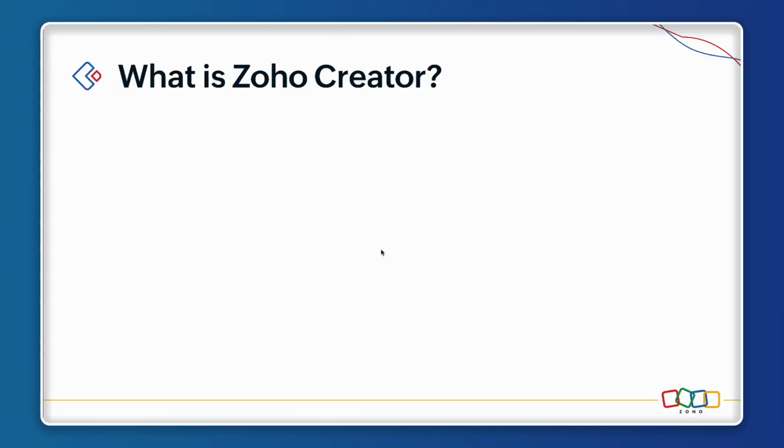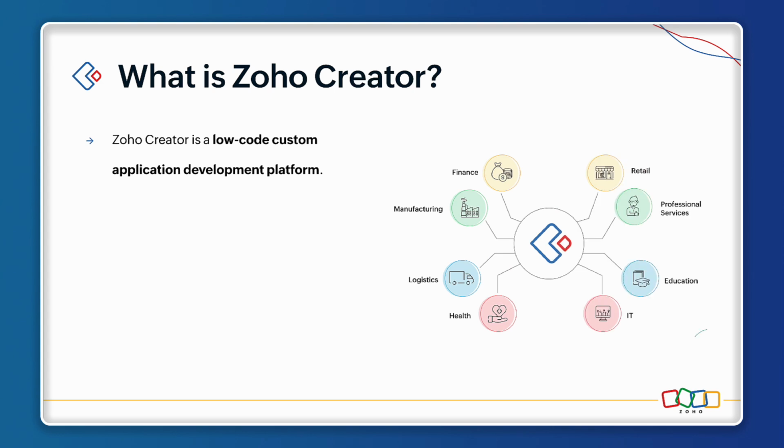For those who are new, Zoho Creator is a low-code application development platform with which you can develop custom solutions for any industries or verticals with minimal or no coding. On the right-hand side, you can see that Creator can be built for the finance, manufacturing, logistics, healthcare, IT, education, professional services, and retail industries. Irrespective of the domain or vertical, you can build solutions within Creator.